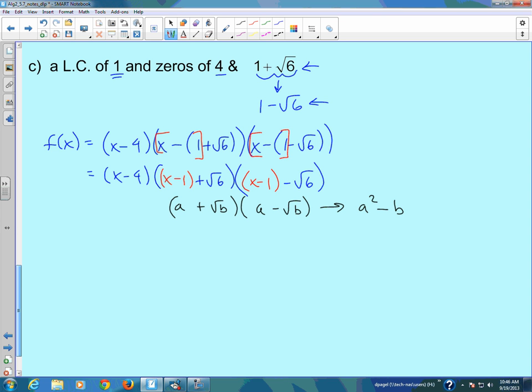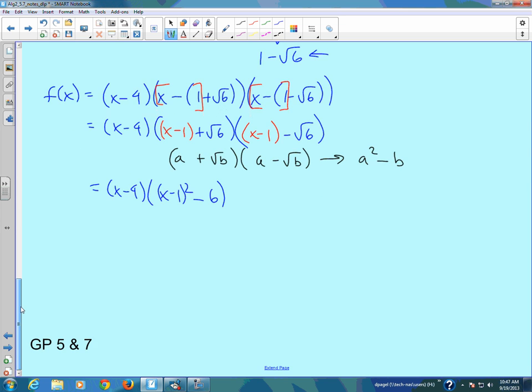And so that's the pattern that's going to develop from quantity x minus 1 plus square root of 6 times quantity x minus 1 minus square root of 6. So the x minus 1s are my a's, which means this is still x minus 4, but x minus 1 squared minus 6. And then we have some more simplifying to do. X minus 4, and then x squared minus 2x plus 1 minus 6. X minus 4, x squared minus 2x minus 5.